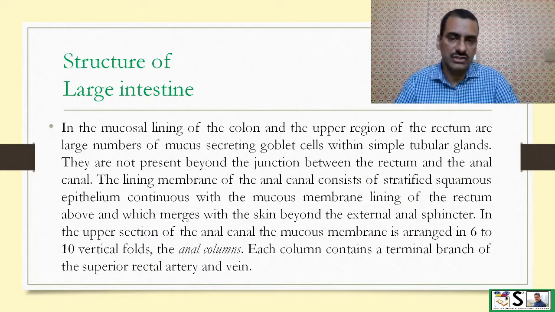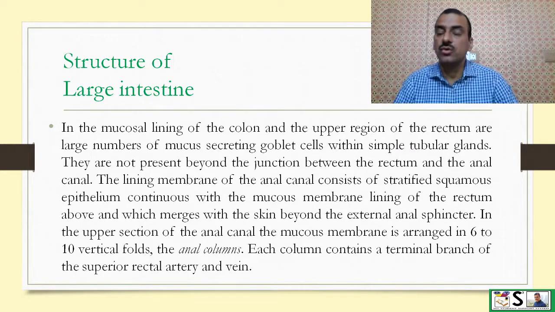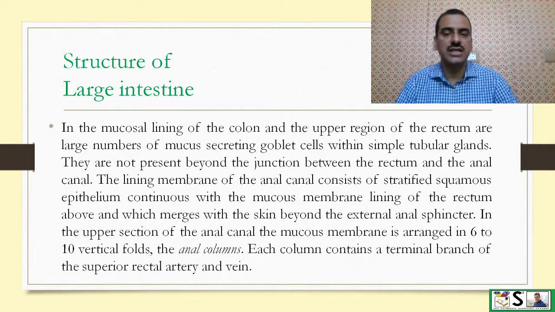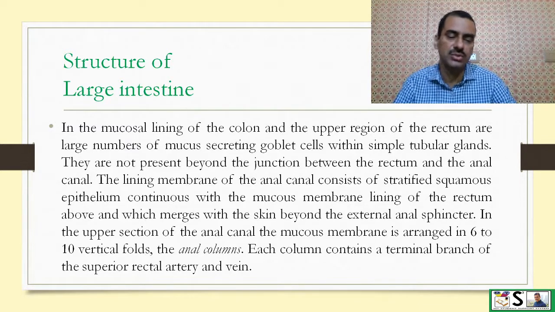In the mucosal lining of colon and the upper region of rectum are a large number of mucus secreting goblet cells within simple tubular glands. They are not present beyond the junction between rectum and anal canal. The lining membrane of anal canal consists of stratified squamous epithelium and is continuous with the mucous membrane lining of the rectum above and merges with the skin beyond the external anal sphincter.